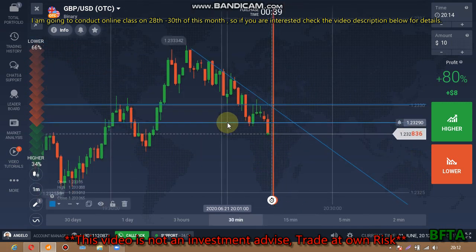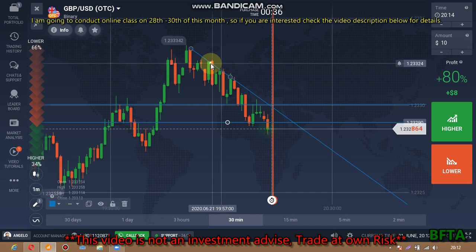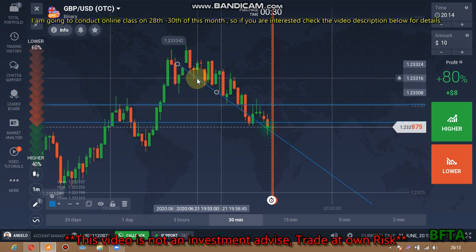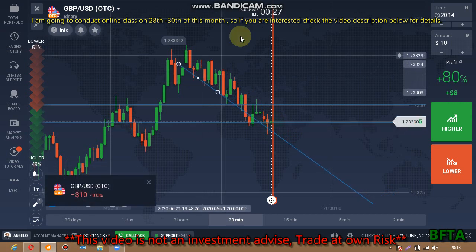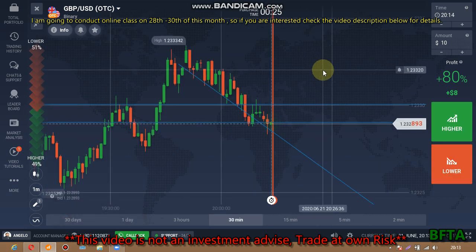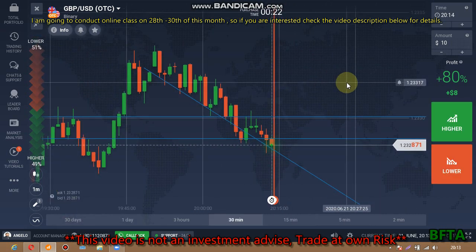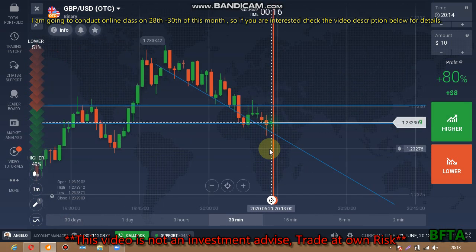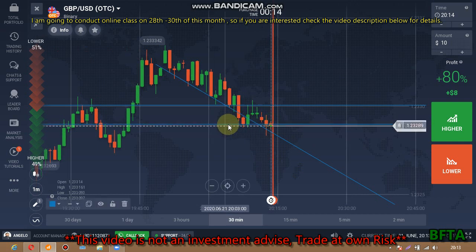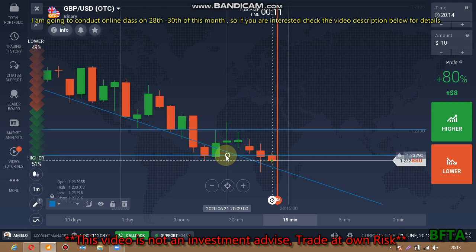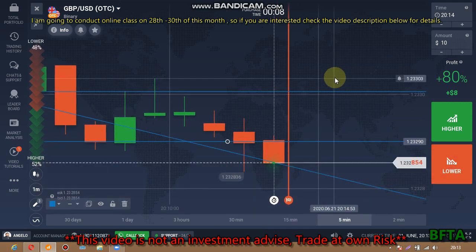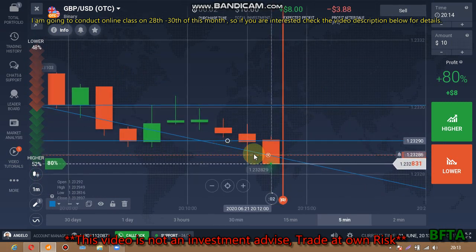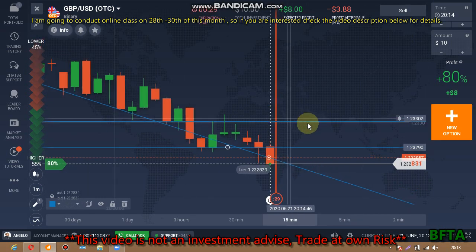Now the sellers entered. Okay, it's still close above my entry. So I'm going to place a put option because it's close above my entry and the level is still far, so sellers will still enter again.